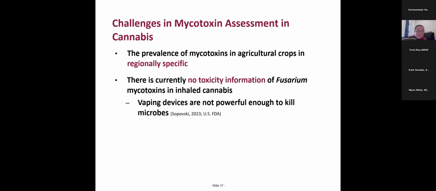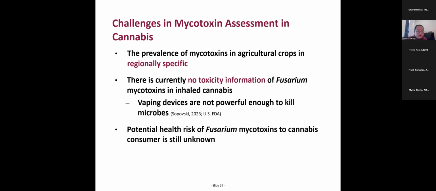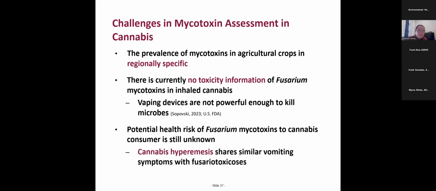Now, vaping devices in particular: there's an FDA study showing that the vaping device is not powerful enough to kill microbes. And the connection between Fusarium mycotoxin in cannabis and adverse health effects in consumers still needs to be worked out. But I can report that the vomiting syndrome, cannabis hyperemesis, is a topic that has gained more attention in the media as well. It has similar vomiting symptoms to Fusarium mycotoxin poisoning.